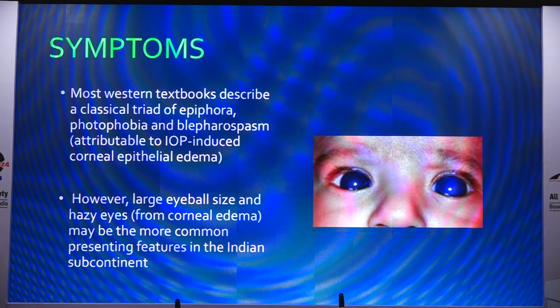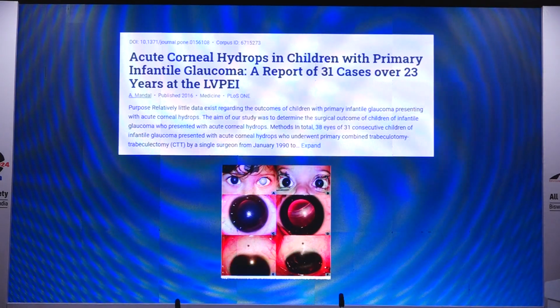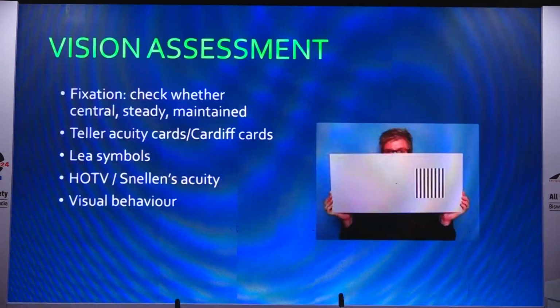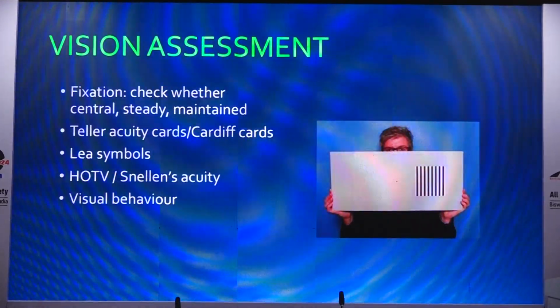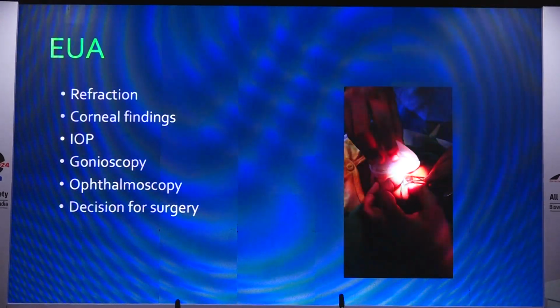Regarding the symptoms, the classical triad of symptoms are epiphora, photophobia, and blepharospasm, which is attributable to the IOP-induced corneal epithelial edema. However, in the Indian subcontinent, the most common presenting features are large eyeball size and hazy eyes. And sometimes it can present as acute eye drops, as already shown. We have to assess the vision by age-appropriate techniques. I will not go into the details.